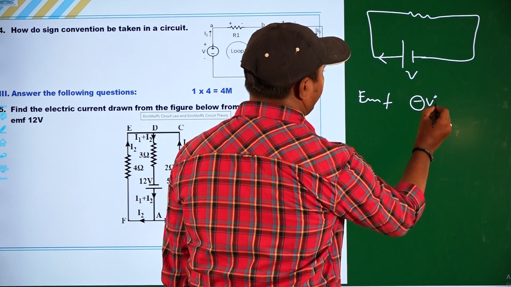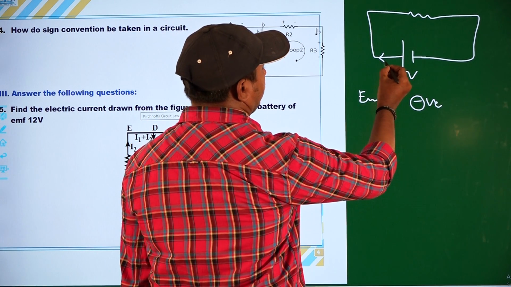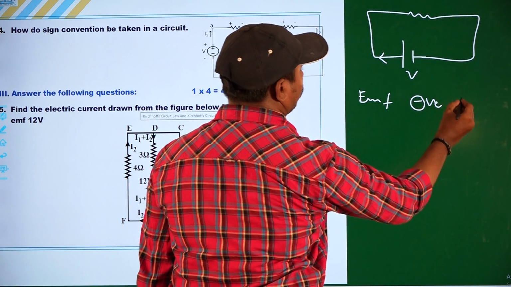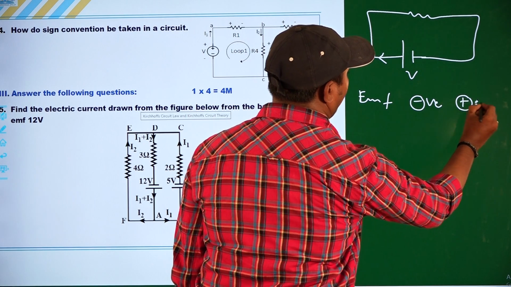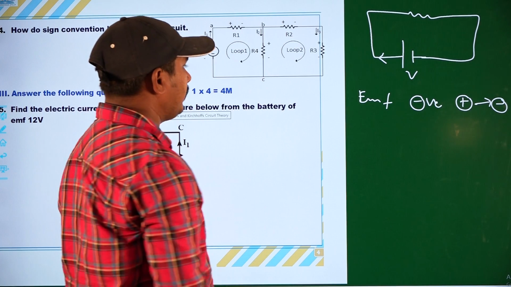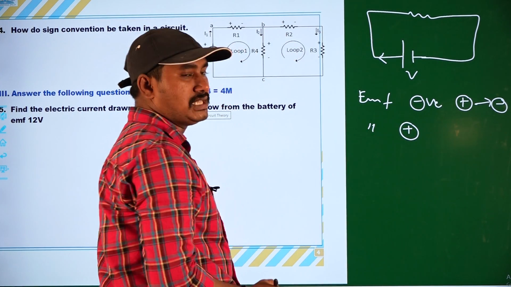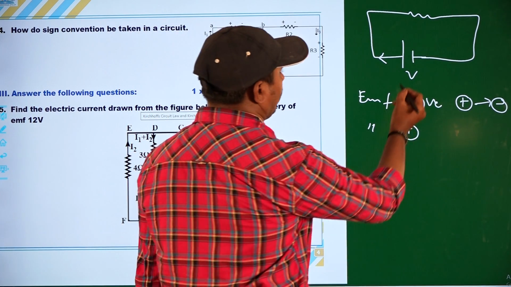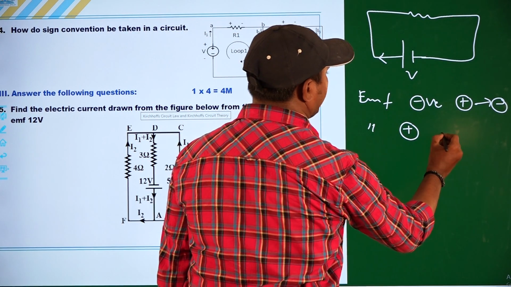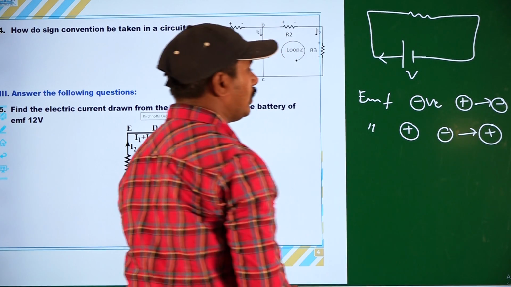negative when you move from the positive terminal to the negative terminal. Positive to negative, the EMF is negative. And in the same way, this EMF is positive when you take the values from negative to positive. When you move from negative to positive, the EMF is positive.